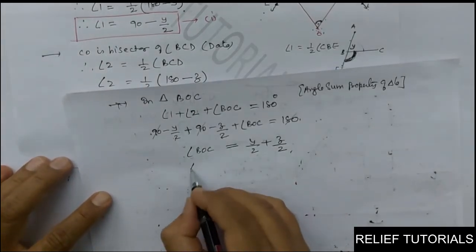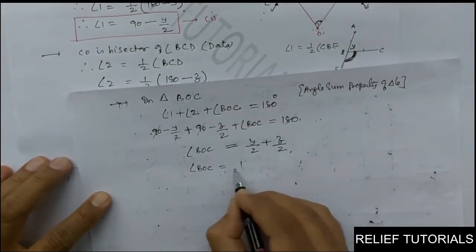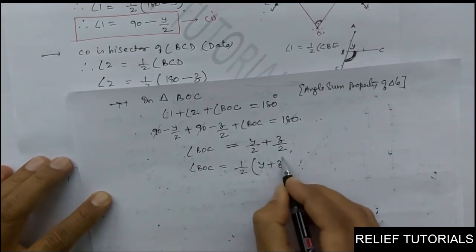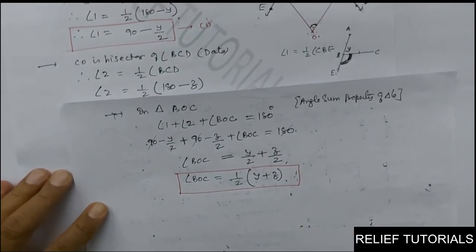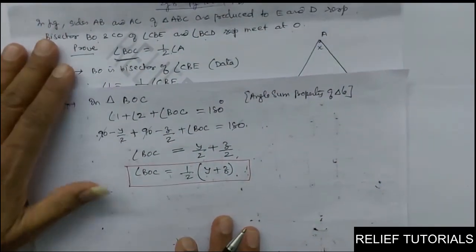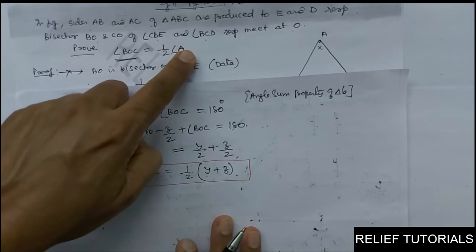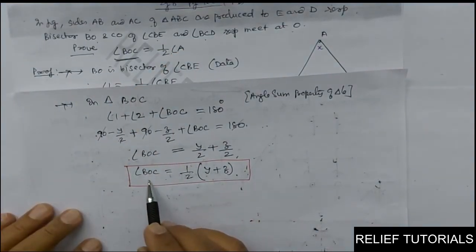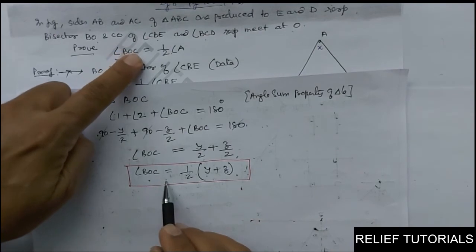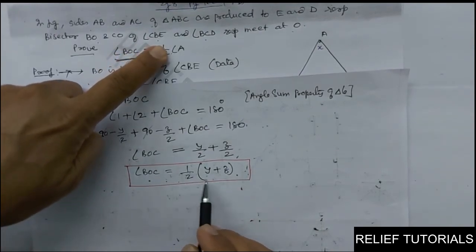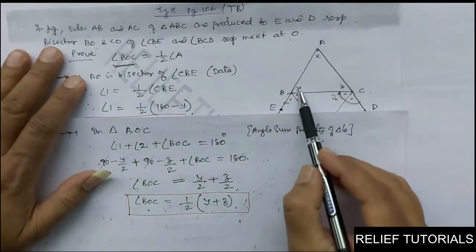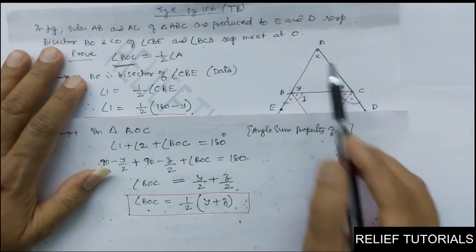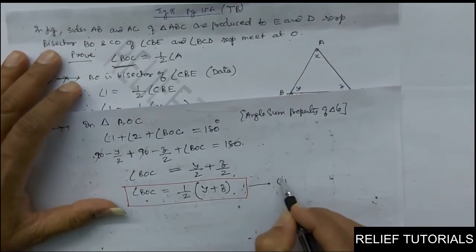Clear? So, now you see, angle BOC is equal to, I will take half common. So, what will be left here? Y plus z. So, I got here angle BOC is equal to half of y plus z. Now, look here. What do we have to prove? We have to prove angle BOC is equal to half of angle A. But what we got is angle BOC equal to half. Now, in place of y plus z, I want angle A, which means I want x. I will call this 3.